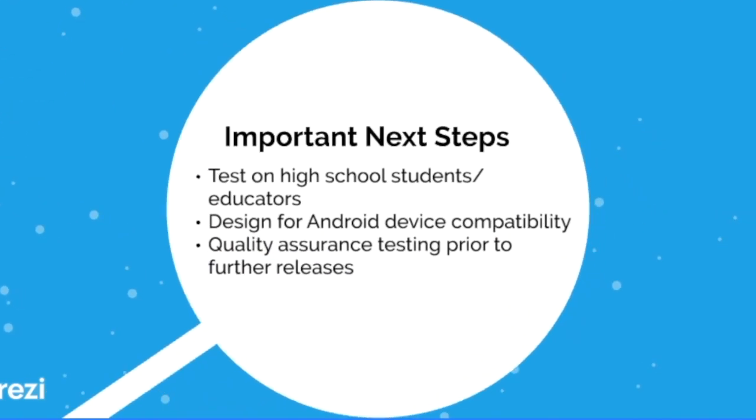Important next steps involve conducting usability testing with high school students and educators to improve the animator for this crucial portion of the intended target audience. This product needs to be adapted for Android devices as well to account for those who do not have iOS. Finally, quality assurance testing is vital prior to further product releases to ensure that future usability tests can evaluate the most relevant features of the app.